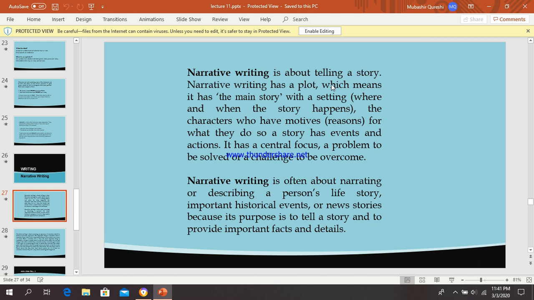Narrative writing is often about narrating or describing a person's life story, important historical events, or new stories, because its purpose is to tell a story and to provide important facts and details.